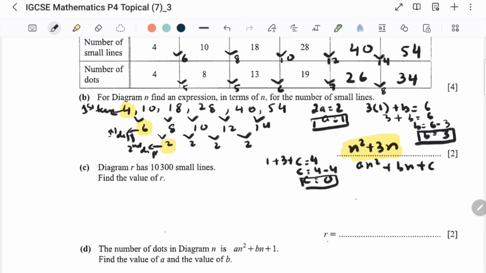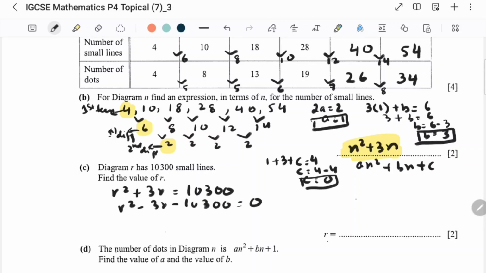So diagram r has 1, 0, 3, 0 small lines. For the lines sequence we already have n square plus 3n, so we can write r square plus 3r, and it has 1, 0, 3, 0 lines. The answer is given, and they're asking what the term will be. So r square plus 3r minus 1, 0, 3, 0. You can do the factorization or use the quadratic formula.